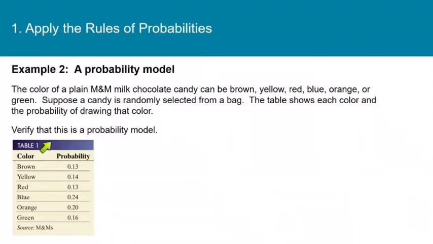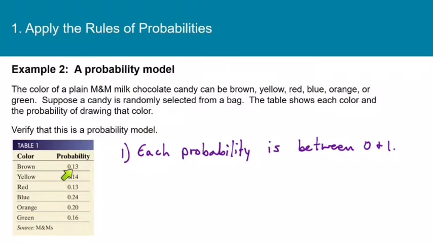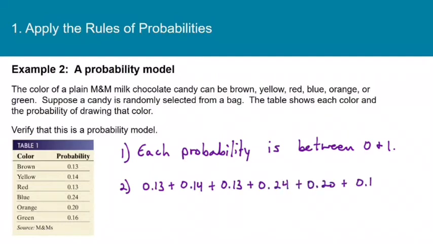And so we want to verify that this is a probability model. So it has to do two things. It has to have each probability somewhere between 0 and 1, and the sum of all the probabilities has to equal 1. So let's just look at the table and verify that each of the probabilities is somewhere between 0 and 1. So check. And then 2, we have to make sure that the sum of all the probabilities adds up to 1, and it does. So this is a valid probability model.